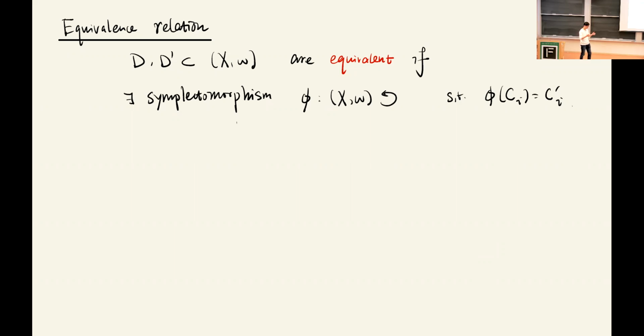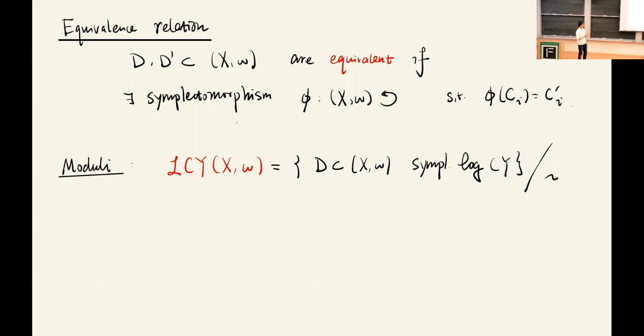And now we can just think of all the divisors in the fixed symplectic rational manifold, and then quotient by this equivalence relation, we get some kind of moduli, which we call LCY, which stands for log Calabi-Yau of (X, omega). This is the symplectic manifold we're talking about, which is just all these divisors quotient by this relation. All right. So we call it a moduli, but we don't really put any interesting topology on it. It's really just a set of equivalence classes.